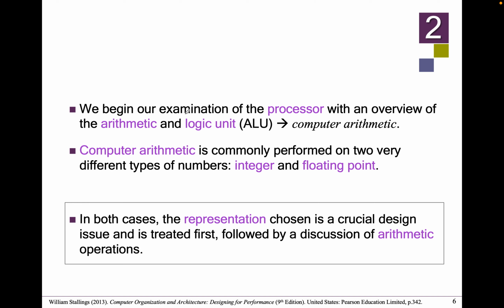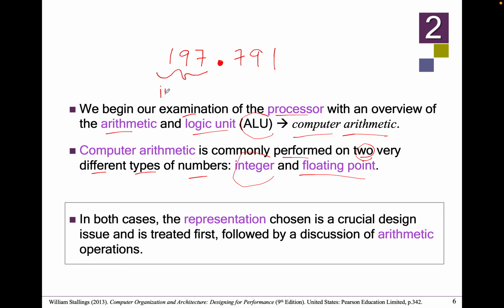So we begin our examination of the processor with an overview of the arithmetic and logic unit, which is ALU, computer arithmetic. Computer arithmetic is commonly performed on two very different types of numbers, which are integer and floating point. Okay, let's say for example, I give you the number 197, and then there is a radix point, 791. So this part is the integer part, and this is the floating point, the floating part, under a numbering system. So there is a floating and also integer part.